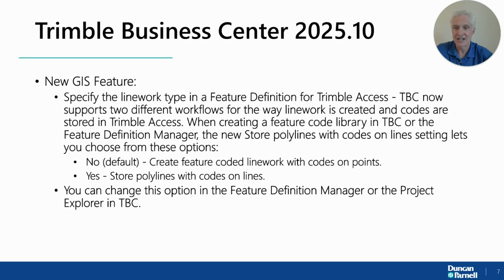All right, a couple new GIS features there. We talked about this in Trimble Access when I did the video last month on Trimble Access and the updates in 2025.10. But in feature definition files, Trimble now allows you to store polylines with the codes on lines instead of the codes on the points, and then having to process those points to create the lines. So now by putting the codes on the line, you're actually creating the line. So now TBC has this option as well there. And that just helps speed things up. You're creating lines instead of creating points and then having to connect the dots there.